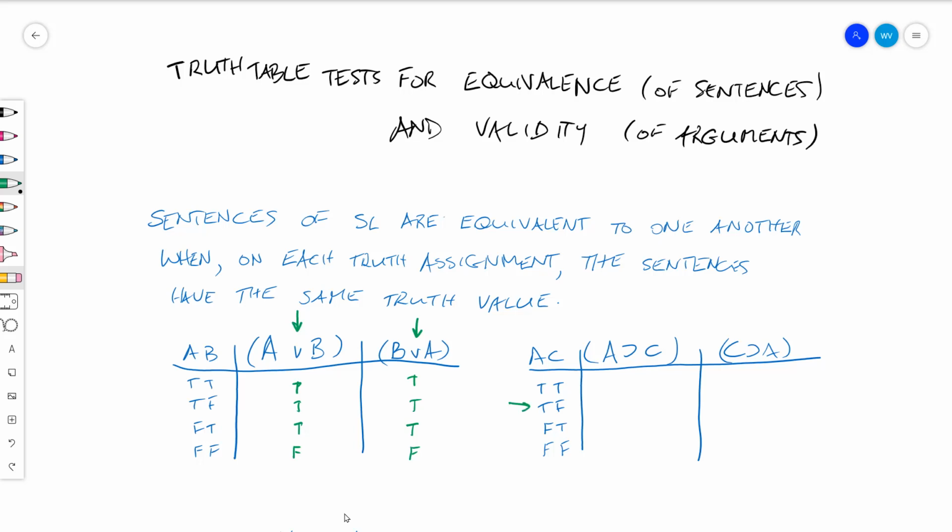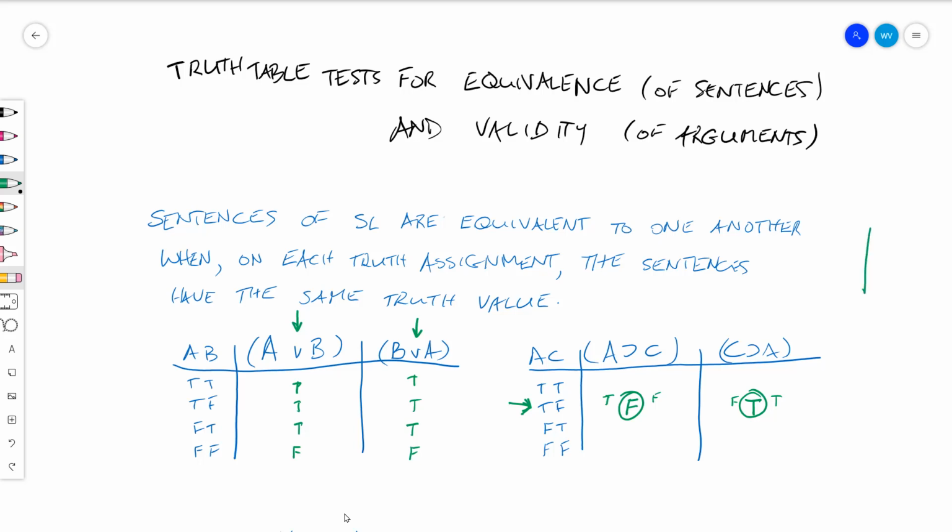Now that's the truth assignment that makes the first conditional false, because then we'll have a true antecedent and a false consequent. And that TF case is the only case that makes a conditional false. Well, if we switch the order of the antecedent and the consequent, now C is the antecedent, C is false, A is true. In the master truth table, that's the third line, false antecedent, true consequent, and that makes that sentence true. So in this case, we have false for the first sentence, true for the second sentence, on this same truth assignment. So think now about this definition up here.